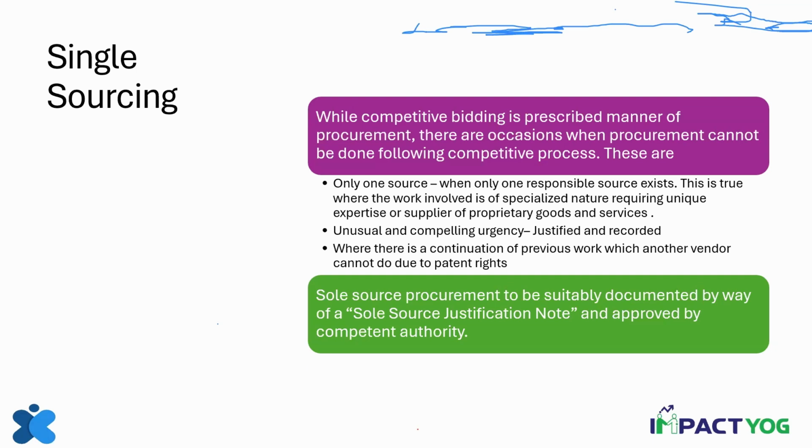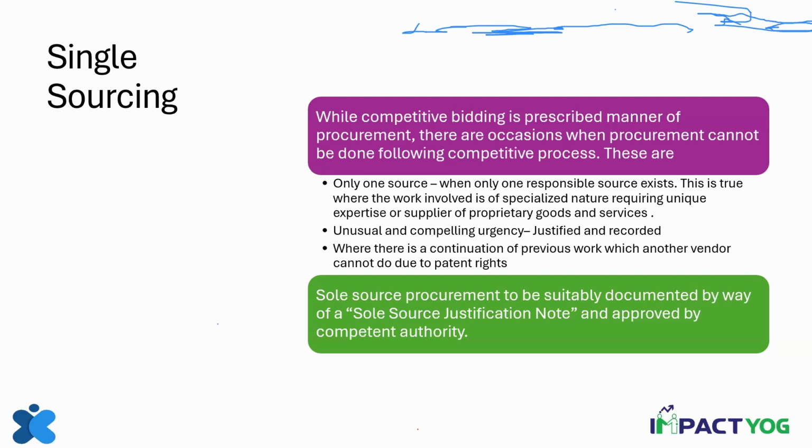So when you do single source procurement, you are not doing any competition. When do you do single source procurement? We do single source procurement only when there is one source. For instance, if we want to buy a particular software, we want to buy a Quick Heal, we want to buy an Outlook, then only one standard vendor is there.